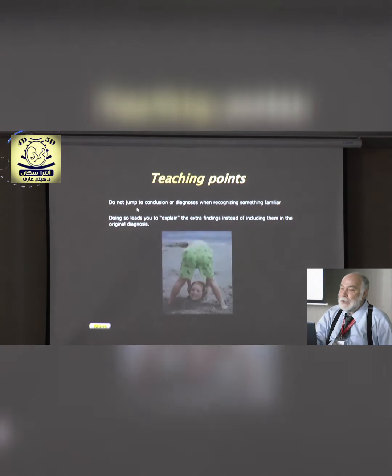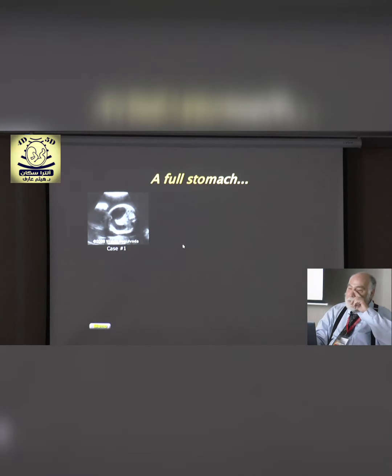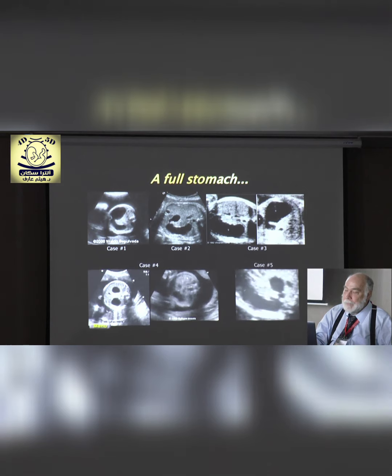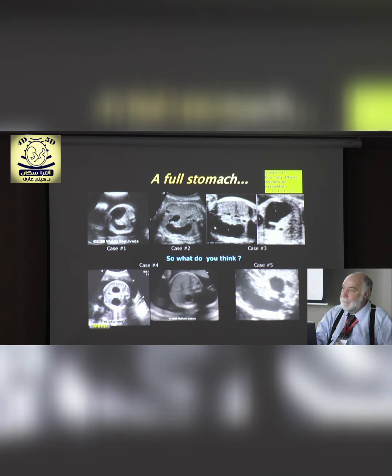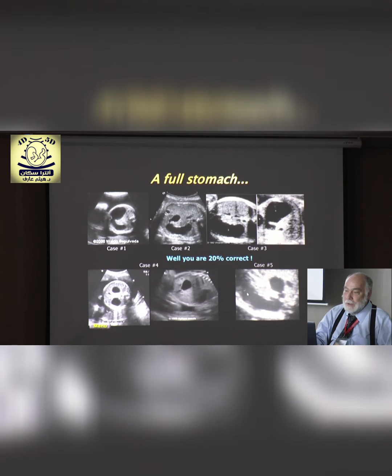So the teaching point here is do not jump to conclusions when diagnosing something familiar, because otherwise you have to explain the extra finding instead of putting the findings directly into the image. Another case here. Here we have 5 babies that have a full stomach. So what's the diagnosis? Duodenal atresia. Okay. So if you think duodenal atresia, you are 20% correct. This one baby here has duodenal atresia.